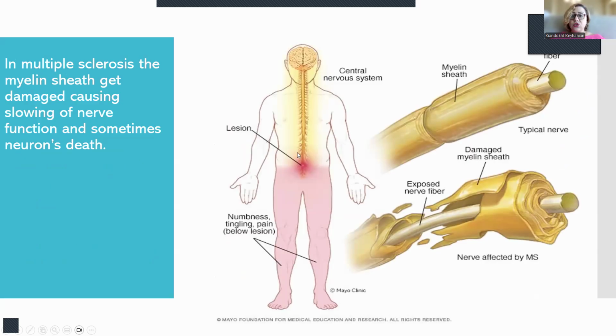So the lesions can be in any part of our central nervous system, and as I told you, they all attack the myelin sheath. This is the axon, and this is the myelin sheath that we saw in the other picture. The electricity is supposed to jump from one myelin sheath to the other, but when there is damage to this myelin sheath, the axons get exposed, and they can be affected and can get killed as well.